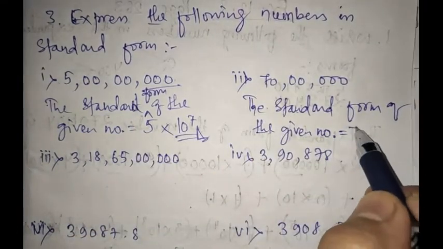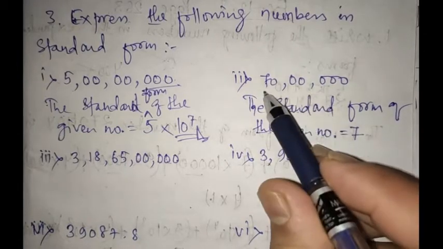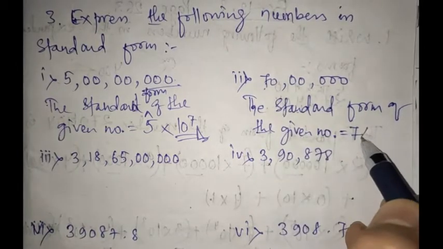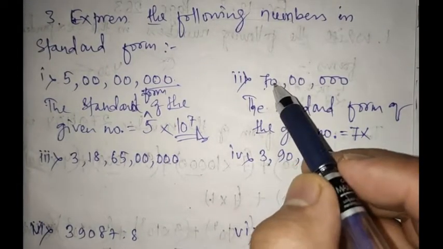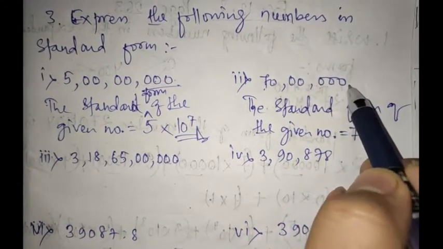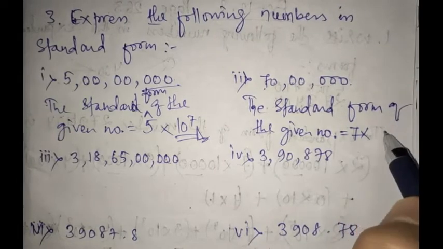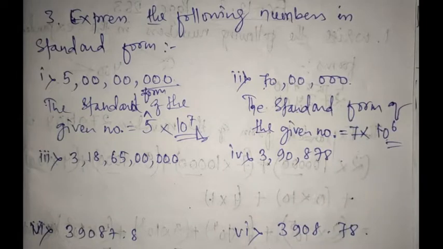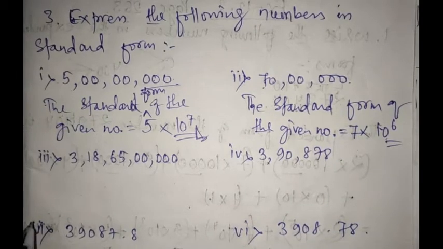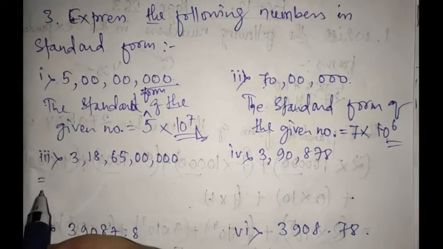First of all, you write the first digit of the given number at the extreme left. Now you will count how many 0 are there: 1, 2, 3, 4, 5, 6, right? So you will now write 10 to the power 6. This will indicate 6 zeros are there after 7. Now the next important thing.